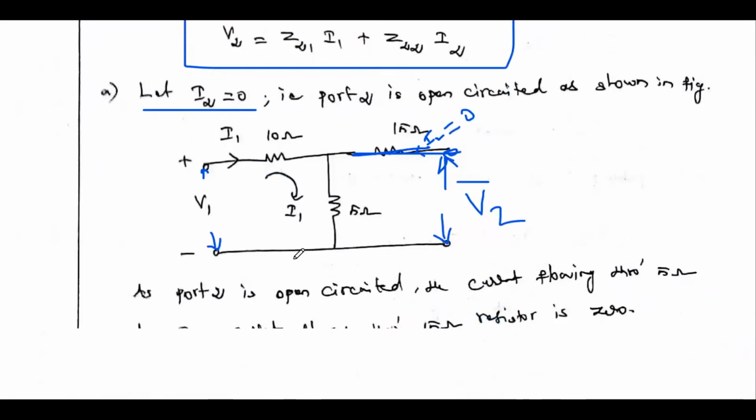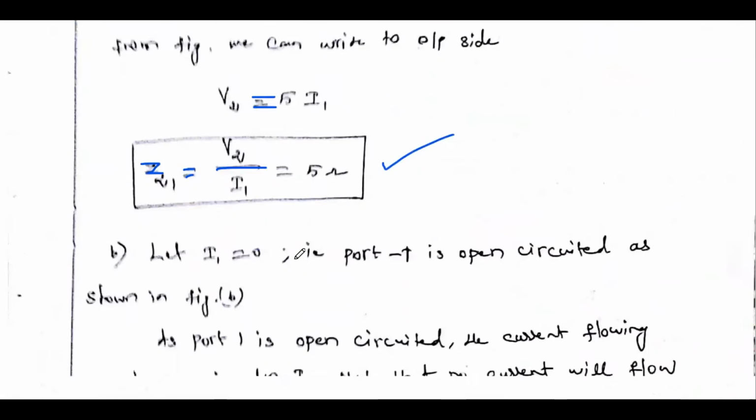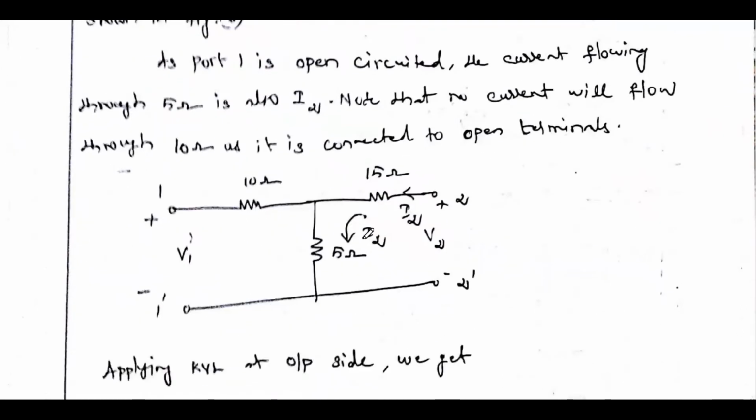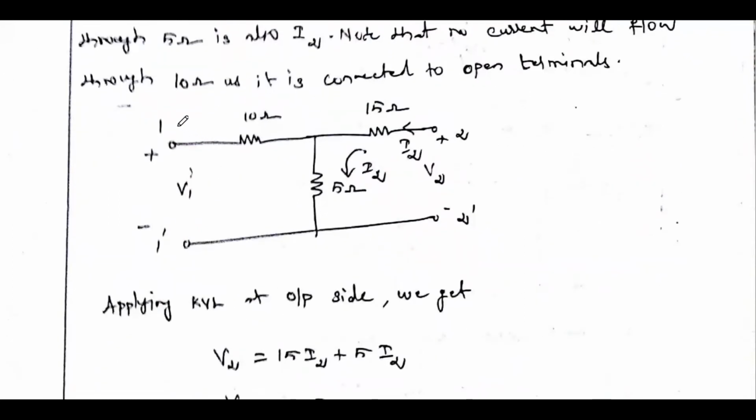Similarly, in the second case, we have to make I1 equal to 0. I1 equal to 0 means the input port is open circuited. So you just make port 1 open circuited. This is our given network, and in this we make I1 equal to 0. So the input port is open circuited, and there is no current flowing through this loop.